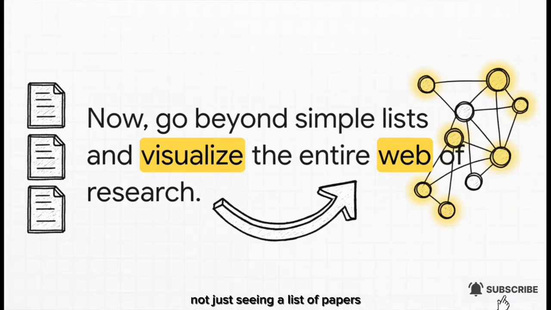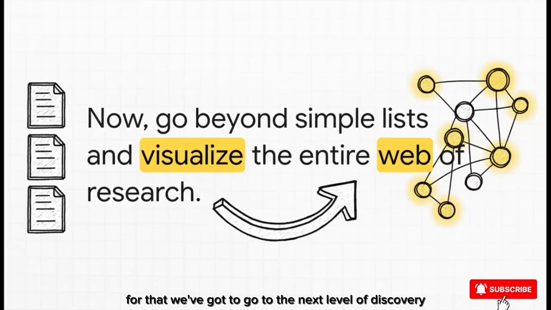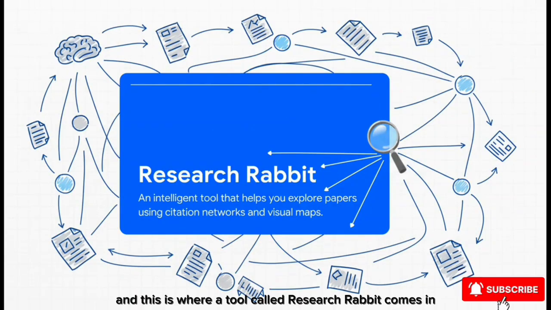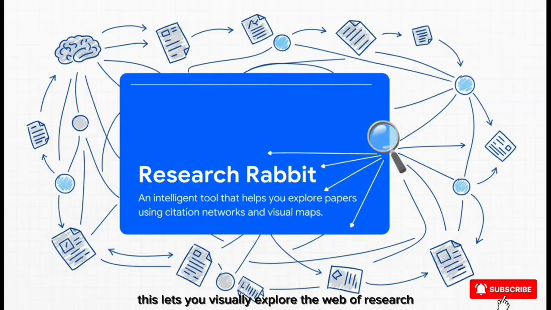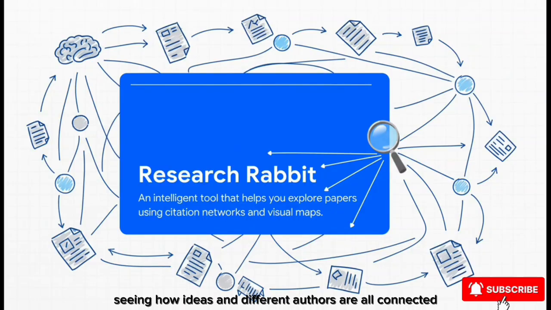Not just seeing a list of papers, but seeing how they all connect with each other. For that, we've got to go to the next level of discovery. And this is where a tool called Research Rabbit comes in. It doesn't just find papers for you, it creates an interactive map of the entire citation network. This lets you visually explore the web of research, seeing how ideas and different authors are all connected.